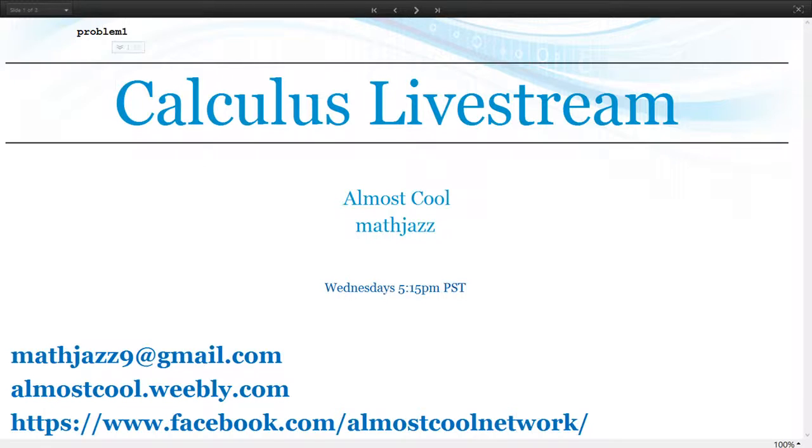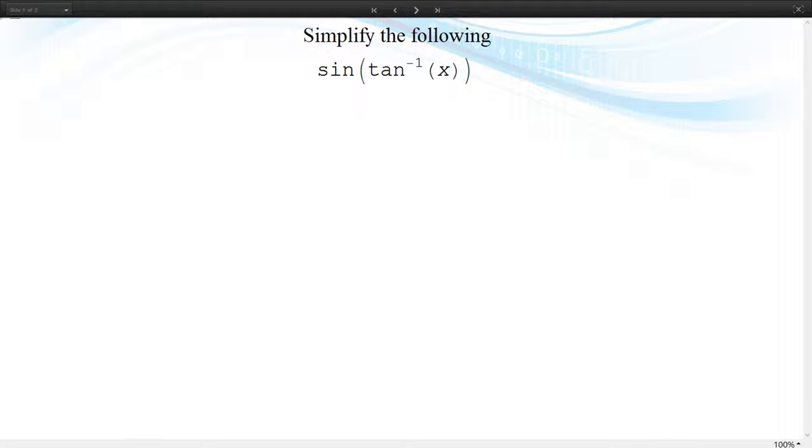Problem 1. I felt like doing a bunch of trigonometry questions and limits today, so that's what I have set up for us. The first question is, simplify the following: sine of tangent inverse of x. And so we're going to need to draw a triangle. Let me get our triangle ready. Here we go.